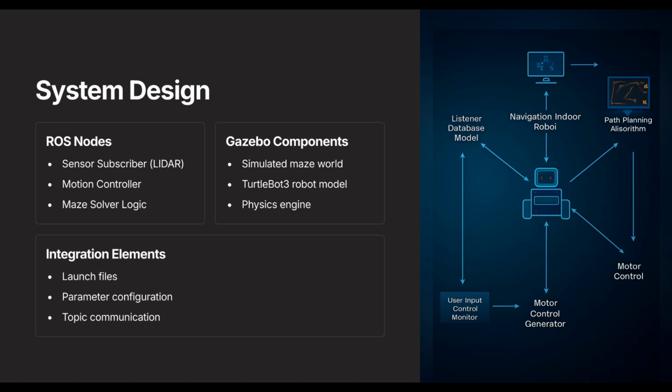Here's how the system was architected. We built several ROS nodes, one to subscribe to the LiDAR data, one to control movement, and another for the logic that decides what to do based on the sensor input. In Gazebo, we used a predefined TurtleBot3 robot model and custom maze world. These were connected through launch files and parameter files. All communication occurred over standard ROS topics, maintaining modularity and flexibility.